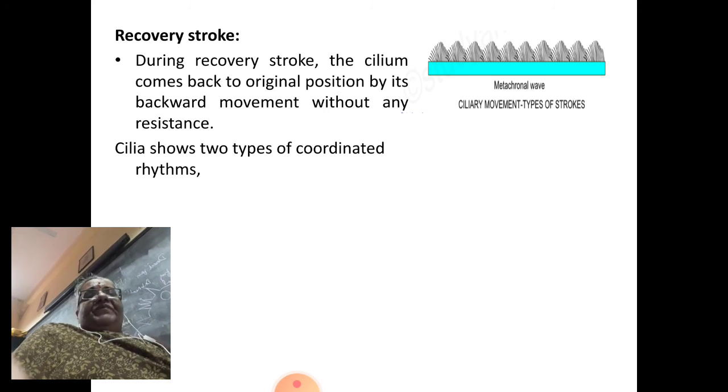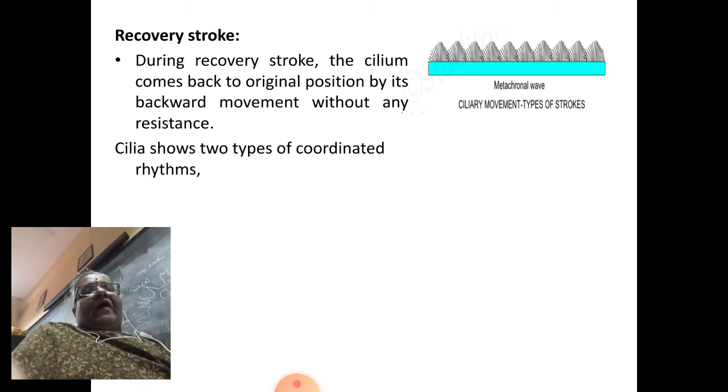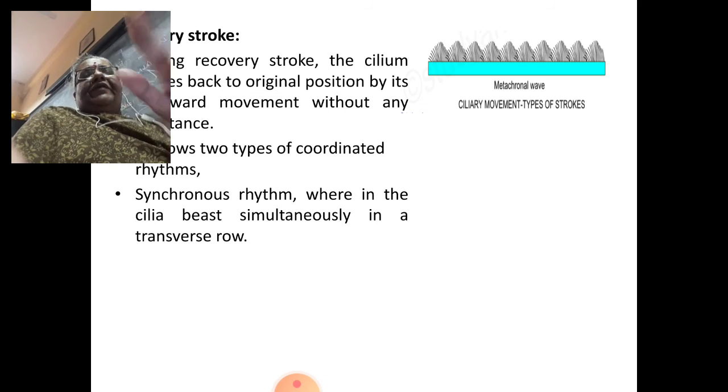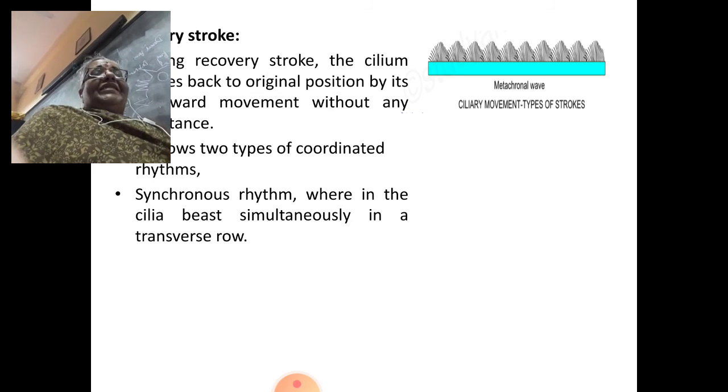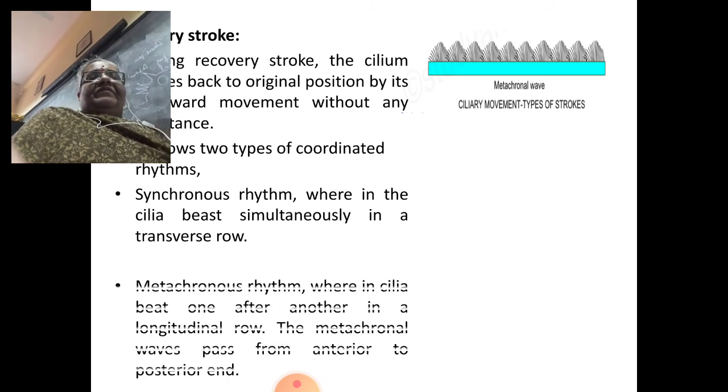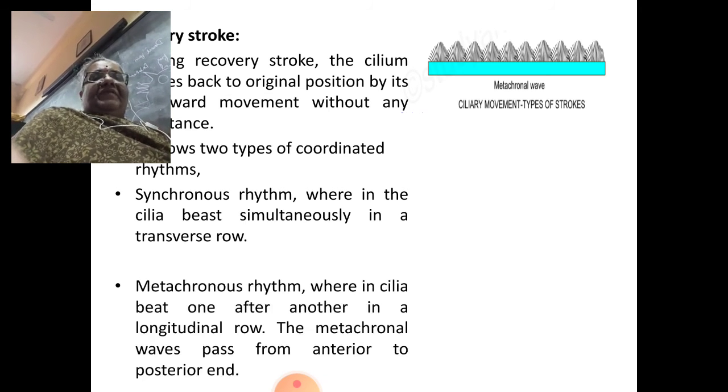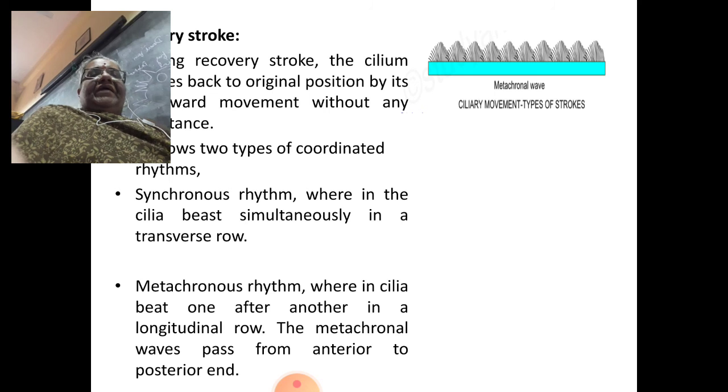Apart from this, cilia show two types of coordinated rhythms which I have to tell you. First one is synchronous rhythm, wherein the cilia beat simultaneously in a transverse row, as I have shown in the diagram. Then metachronous rhythm, wherein cilia beat one after another in a longitudinal row. Sorry for the spelling, it is beat, B-E-A-T, not B-E-A-S-T. Sorry for the typographical error.